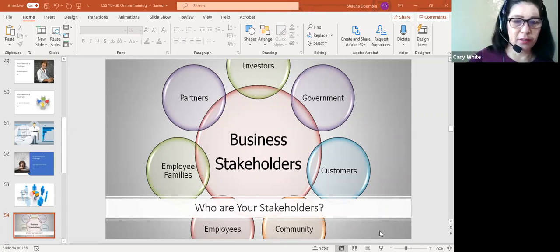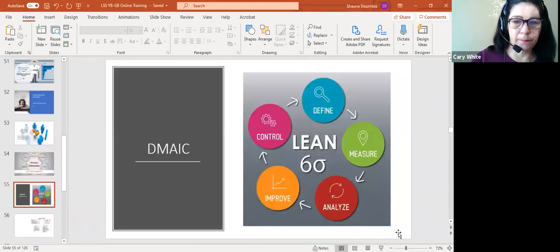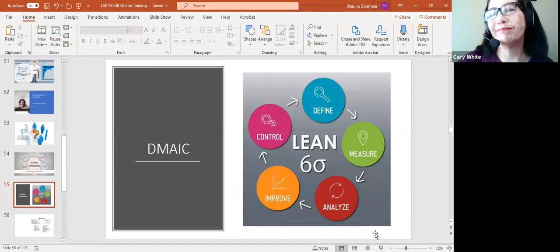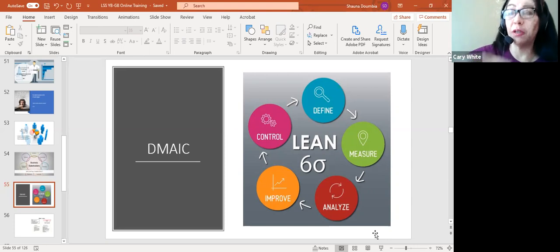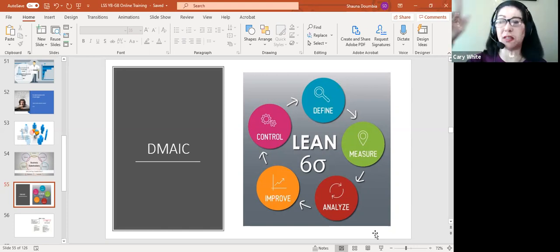Let's see if I can get this to go over again. All right, so now we're going to talk about DMAIC. It's define, measure, analyze, improve, control. And you can see when you see DMAIC shown in a graphic, it's almost always shown in a circle with the arrows, because again, it's trying to emphasize the continuous part of continuous improvement, because you're always in the process of trying to continually improve things.